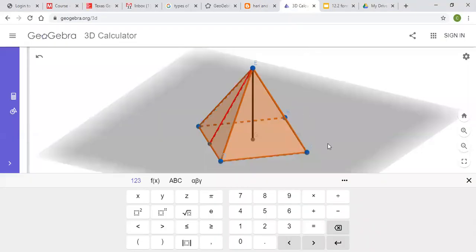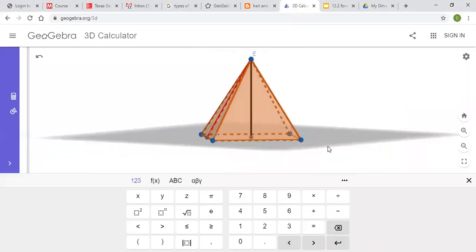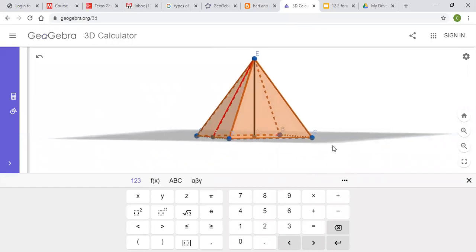So I want to point out another thing with pyramids. With pyramids, you also have two different heights. If you take a look at the black segment here from E down to G, I know it's hard to see that G, this vertical one is what we call the altitude of our pyramid. That's just the straight up and down height. So if someone said this pyramid is 20 feet tall, that's what they're talking about.